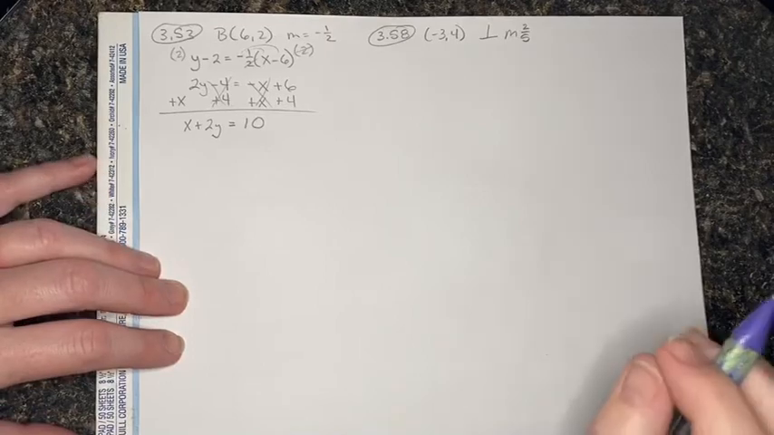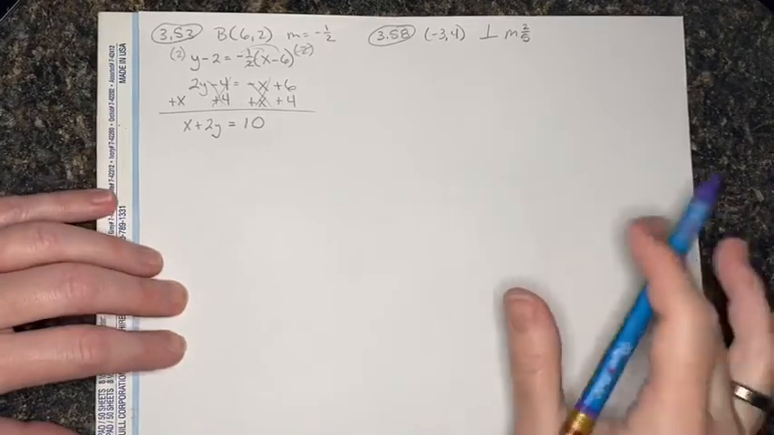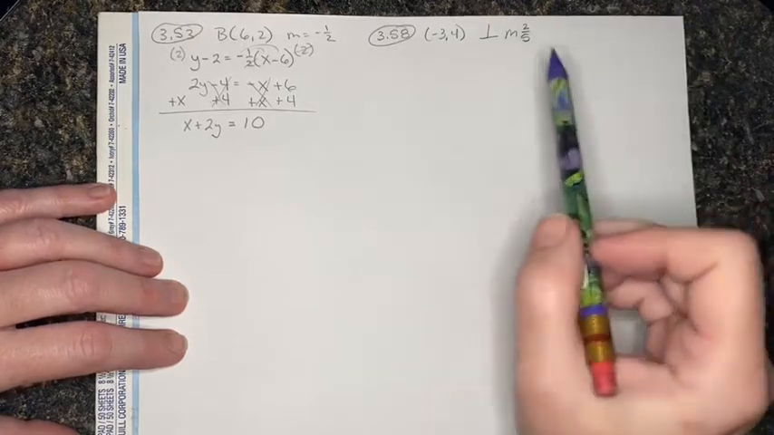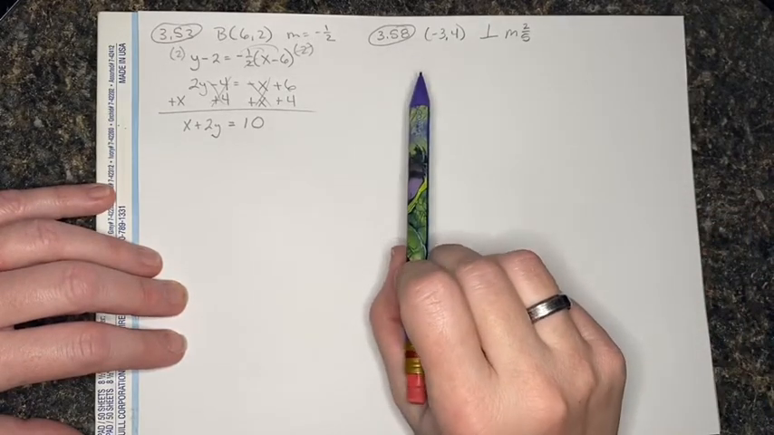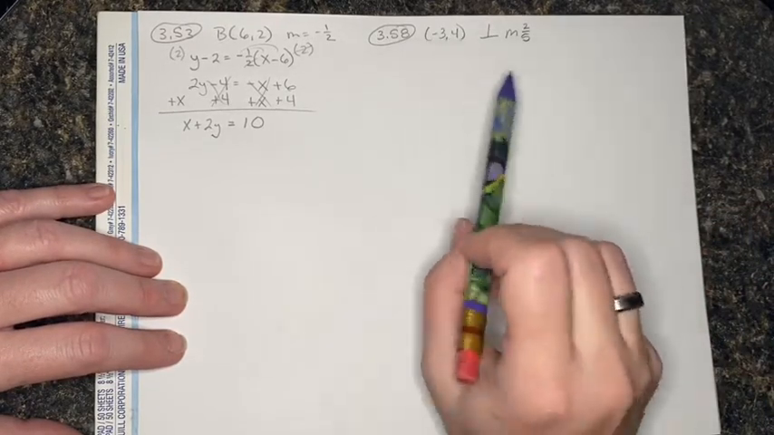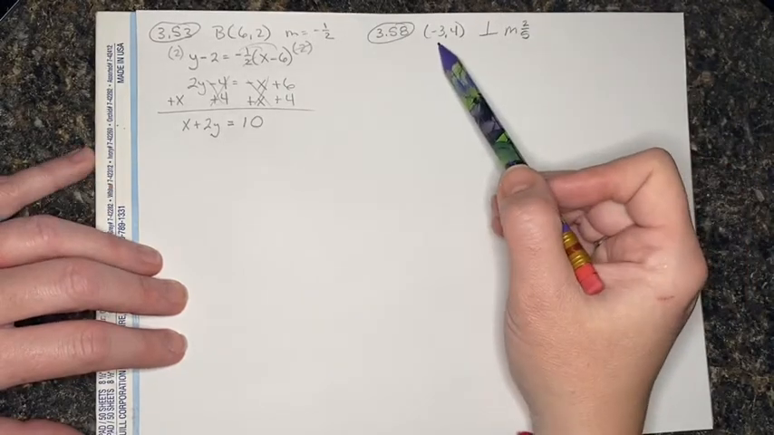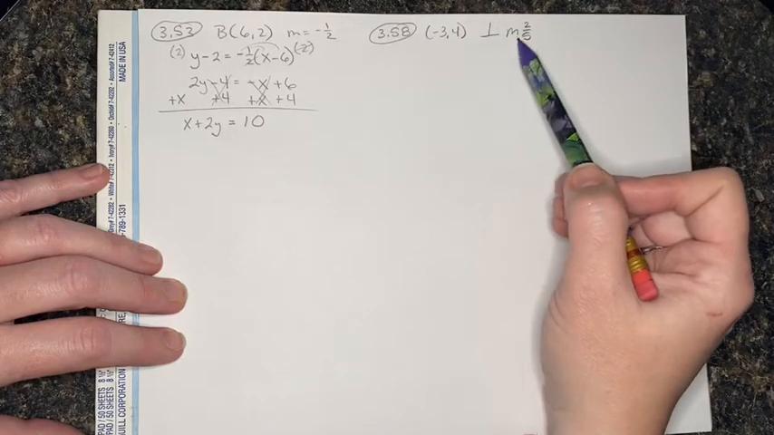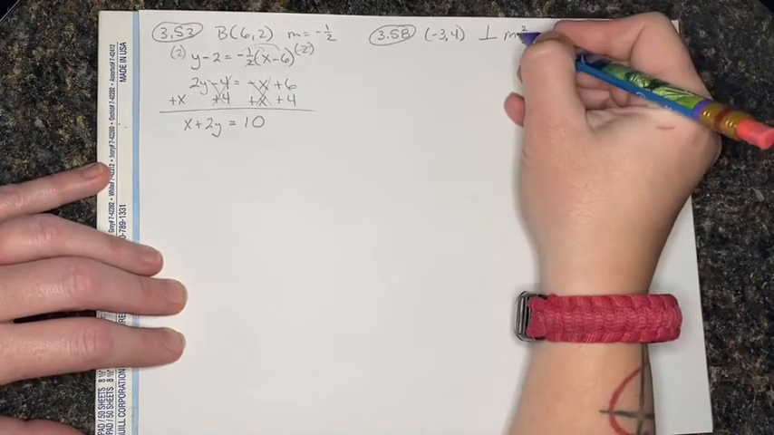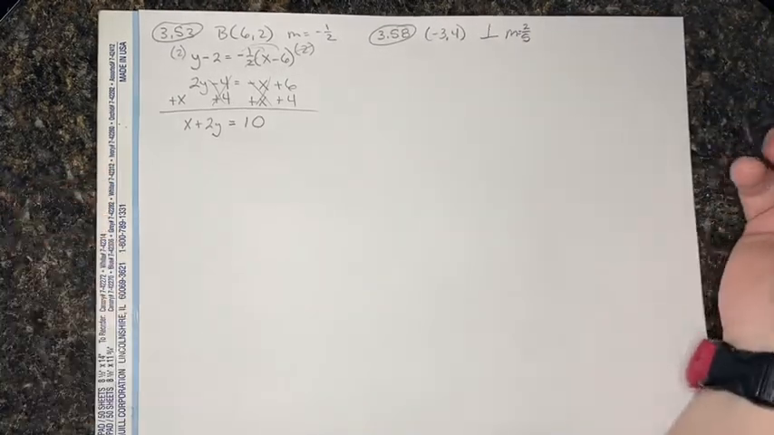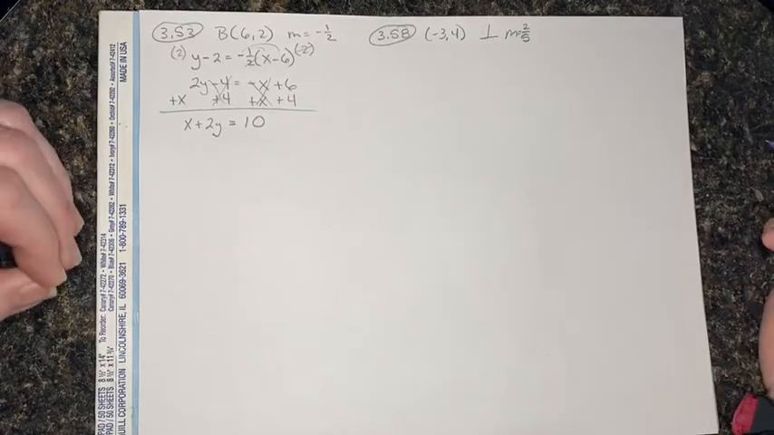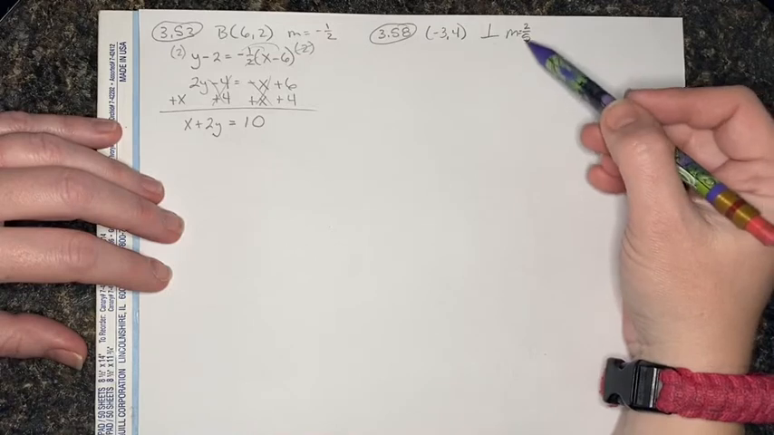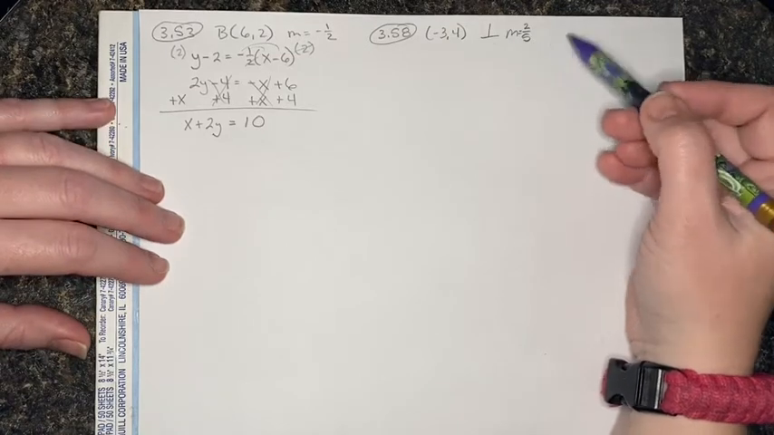Let's take a look now at problem 358. I didn't have this one marked to go over with you guys, but I want to talk about it. They want to know the equation of the given line in standard form that passes through point negative 3, 4, and is perpendicular to a line whose slope is equal to 2/5. What does that mean, that it's perpendicular to a line whose slope is 2/5? Remember, perpendicular means opposite reciprocal.